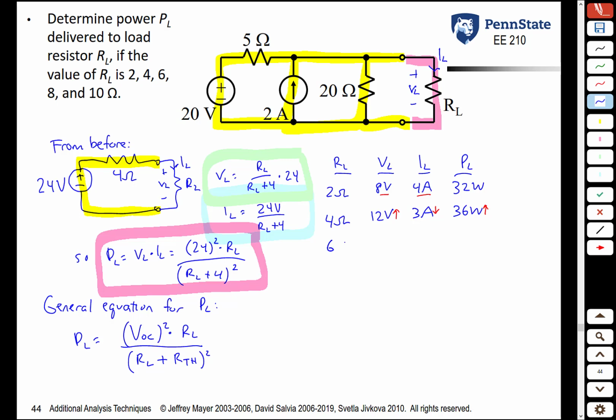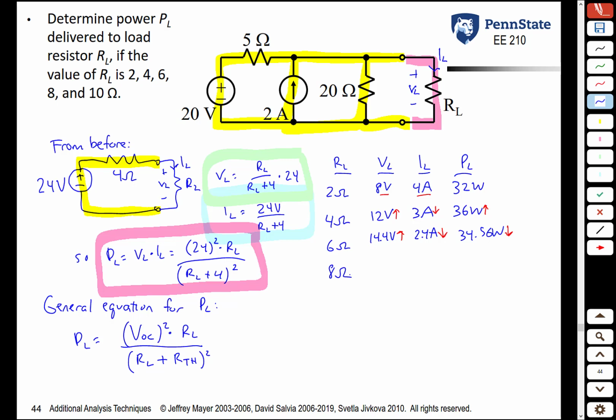What if the load resistance is 6 ohms? Now, we measure the voltage, you would get 14.4 volts. Once again, it goes up. The current is 2.4 amps. As expected, it continues to go down. And now the power, multiply the voltage times the current, or use the equation in pink, you get 34.56 watts. So notice the power went down from the case before.